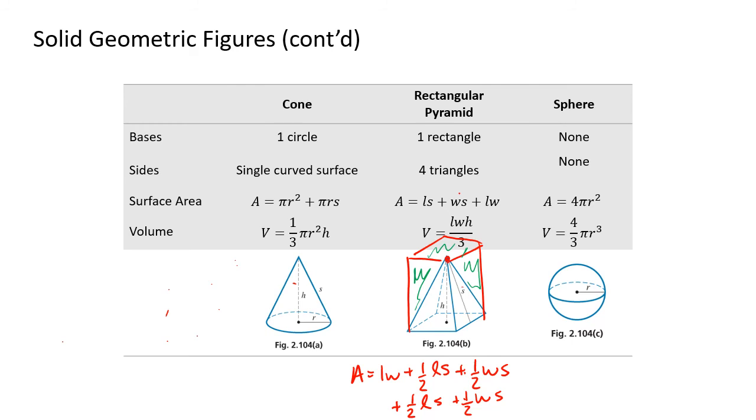So the area of it is 4 pi r squared, or 4 times the area of a circle. The volume is 4/3 times pi r cubed. R, in this case, is the only variable we have for a sphere, and it is the radius. So simple formulas, ones you just need to remember.